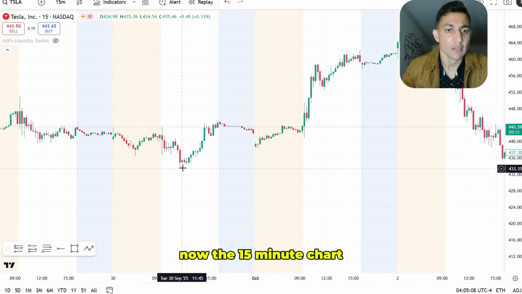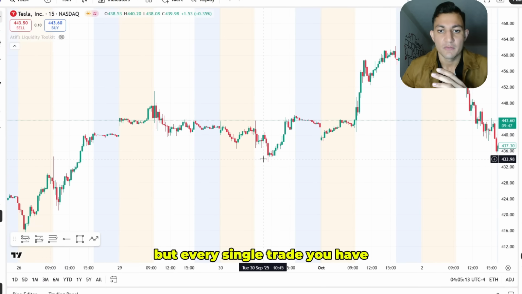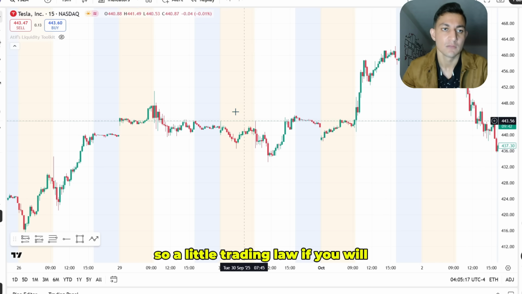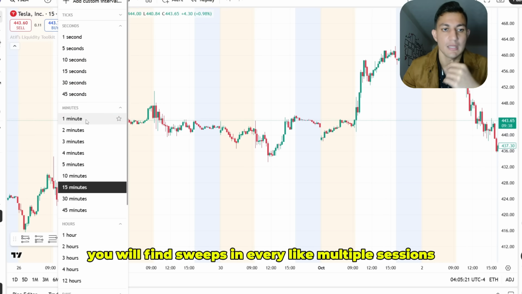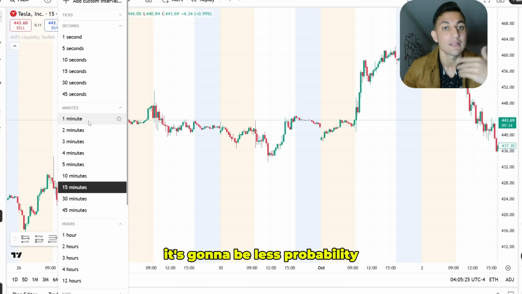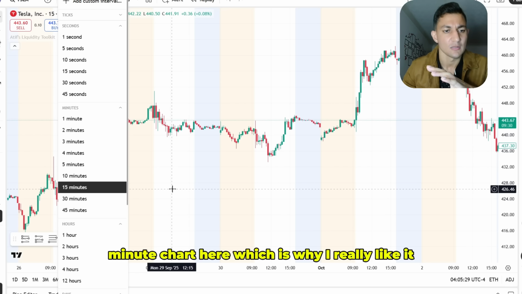Now, the 15-minute chart, I'll be completely honest with you, you're going to get less sweeps, but every single trade you have will be way higher probability than the 5-minute chart. So a little trading law, if you will, is the lower the time frame, if you go on the 1-minute chart, you will find sweeps in multiple sessions, right? Multiple trades in the session. However, it's going to be lower probability. So again, we're only going to talk about the 15-minute chart here, which is why I really like it.